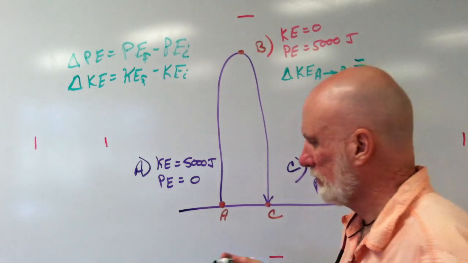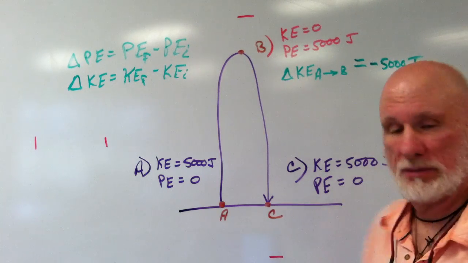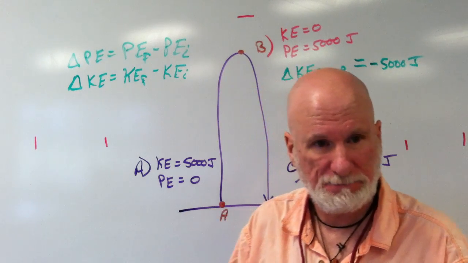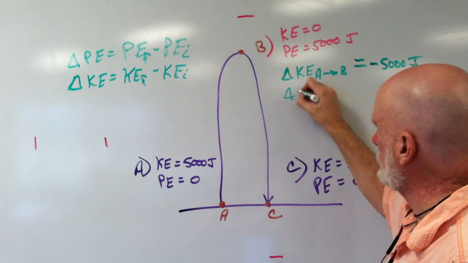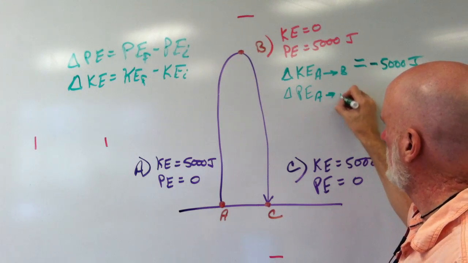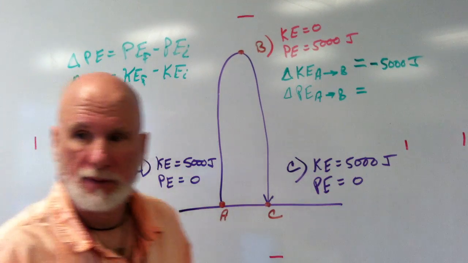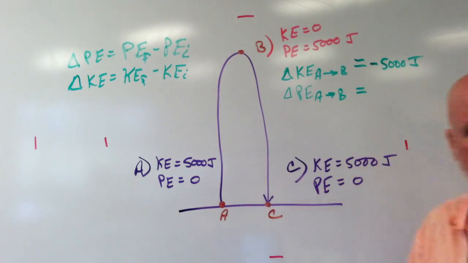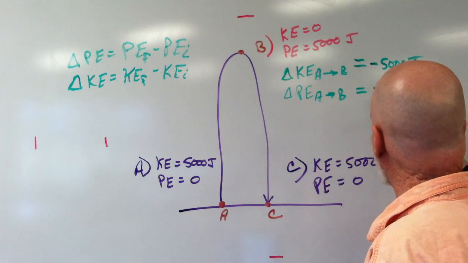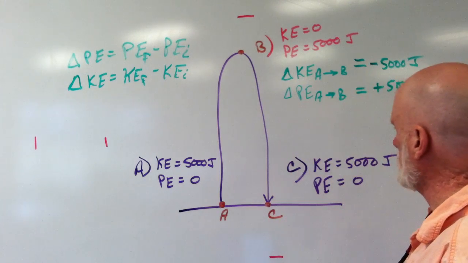Okay, now, so that's going to be negative 5,000 joules. You see that? Any problems with that? No. Okay. The potential energy change, going from A to B, is going to equal what? Final minus initial. Positive 5,000. Positive 5,000 joules. Very good. Easy? And now, let's look at down here.